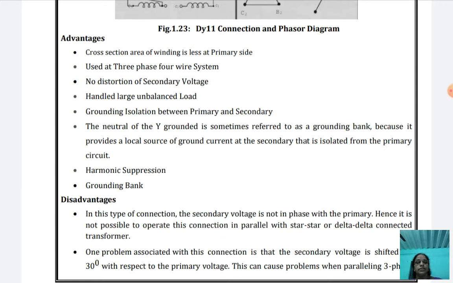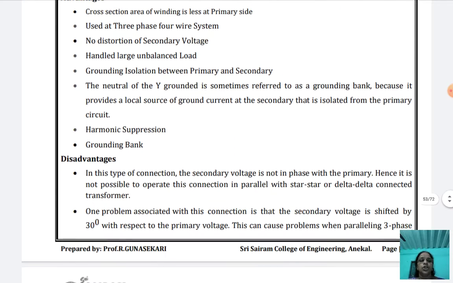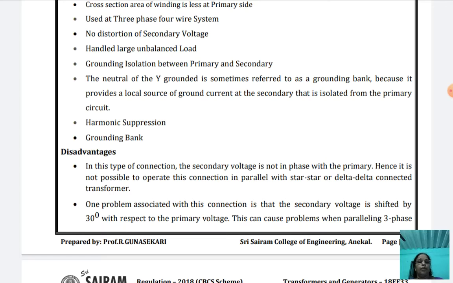The disadvantage of this type of connection is that the secondary voltage is not in phase with the primary. Therefore, it is not possible to operate this connection in parallel with a star-star or delta-delta connected transformer. And the secondary voltage is shifted 30 degree with respect to the primary voltage. So this also causes a problem for paralleling the 3-phase transformer.